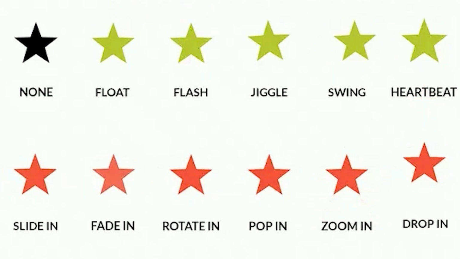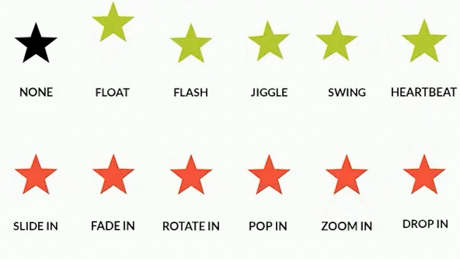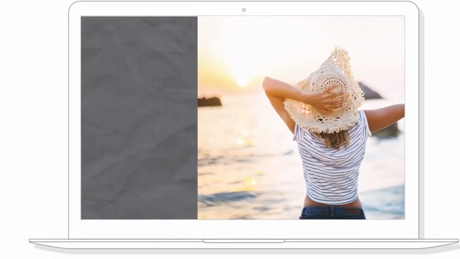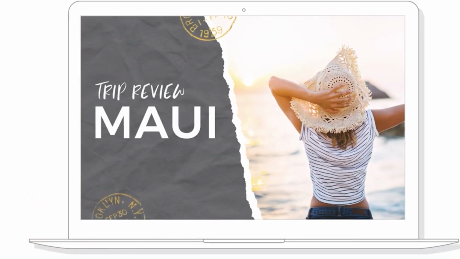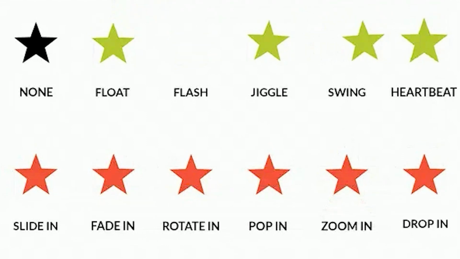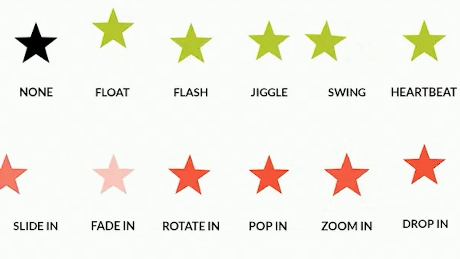Well, with a whopping 11 animation options in PicMonkey, it's like having a whole playground of moves at your fingertips, just waiting for you to explore. All the animation movements are available to apply to your designs. Note that the green stars are looping motion animations, while the orange are entrance motion animations.